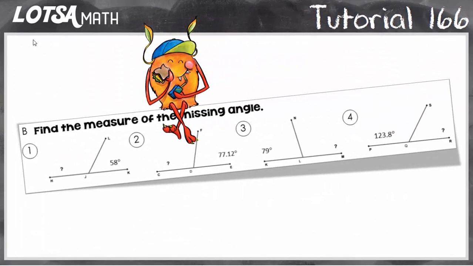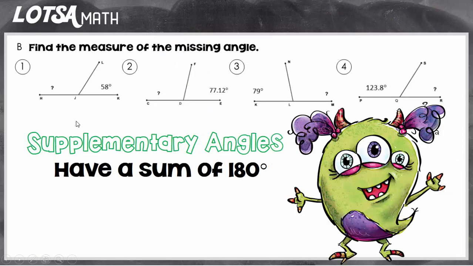For these questions, you're going to find the measure of the missing angle. These questions are going to be very similar to what you did when you were finding complementary angles, or those two angles that are put together to make a right angle. But these are called supplementary angles, and that's when two angles come together to make a straight angle.